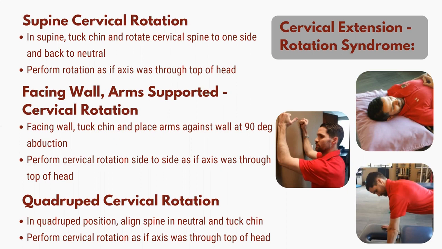as far as they can and then come back to neutral, all while focusing on maintaining a single plane of motion. So you want to imagine that there's an axis going through the top of the head along the spine, and the head has to pivot right around that. We're not seeing any coupled side bending with that rotation or extension.